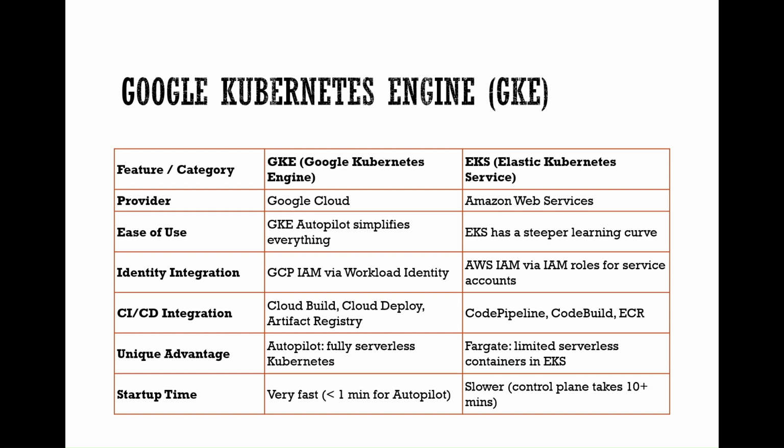Now, when you talk about startup time, GKE has less startup time. It's very fast compared to EKS, but both are very efficient. These are very minor differences that are kind of negligible. So I think that's all for GKE, Google Kubernetes Engine, and I think you got a good idea about what GKE is and how it works.